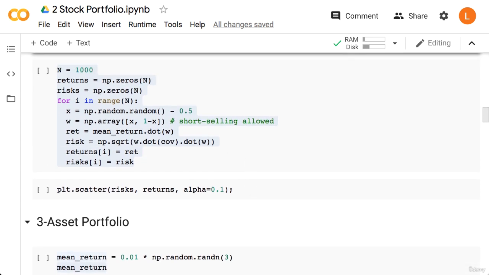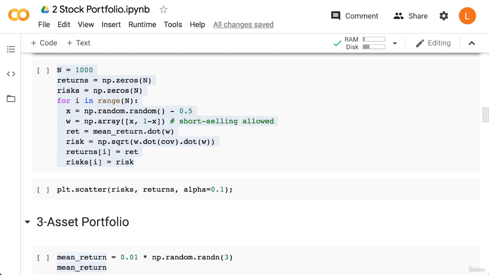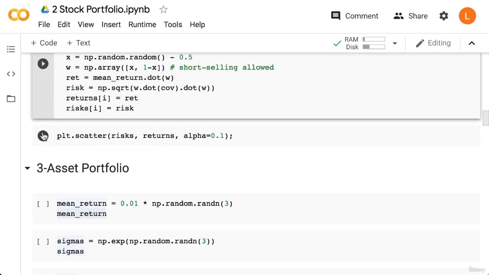Okay, so in the next block, we're going to do the same simulation, but this time, we're going to allow short selling. That is to say, our weights can now be negative. To do this, when I generate x, I'm going to subtract 0.5. That means that x will always be between minus 0.5 and plus 0.5. W can still be an array containing x and 1 minus x, since the constraint that the weights must sum to 1 still holds. So let's run this. And let's plot the result.